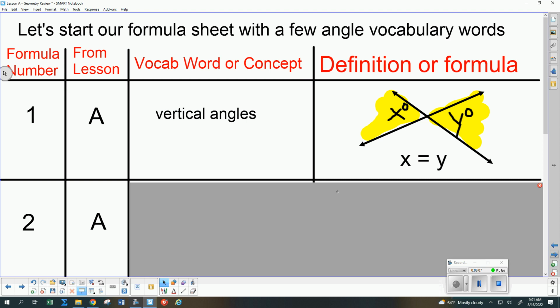So on that formula page, formula number 1 from lesson A is vertical angles. And when my numbers get off later on, because it's not always the same year to year, let me know when I need to correct them as we're going through a lesson. Draw 2 straight lines that cross. And then vertical angles are the ones that are across from each other. So the ones labeled X and Y would be vertical angles and would have the same measure. The 2 that I didn't label, top and bottom, are also vertical angles and would also have the same measure.